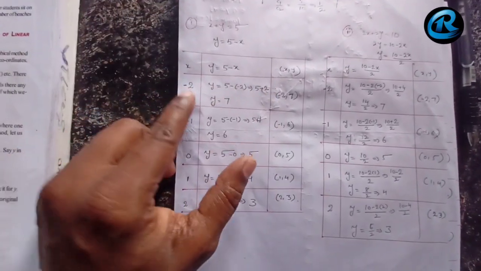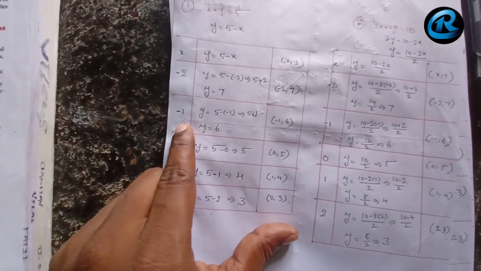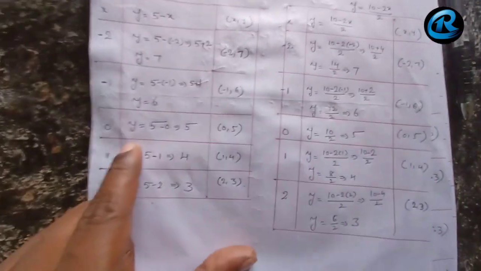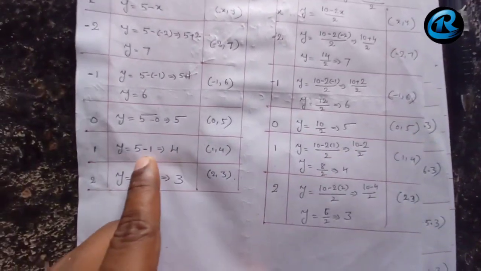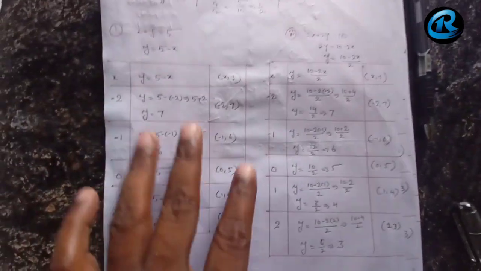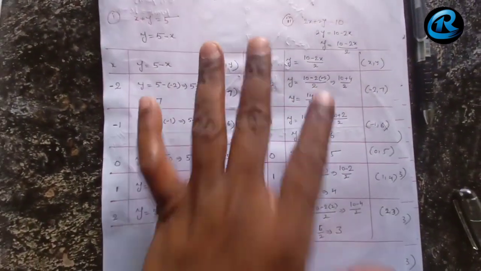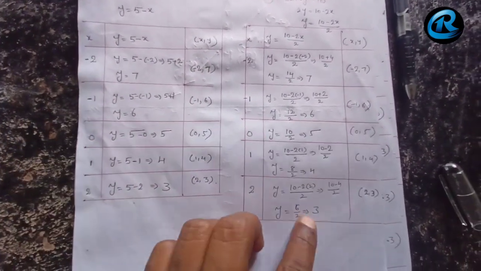So here x equal to minus 2, then y equal to 7 on both sides: minus 2 comma 7, minus 2 comma 7. X equal to minus 1, y equal to 6, on both sides. Then x equal to 0, y equal to 5. X equal to 1, then y equal to 4. See, we have to do it very carefully. And x equal to 2, then y equal to 3, on both sides.